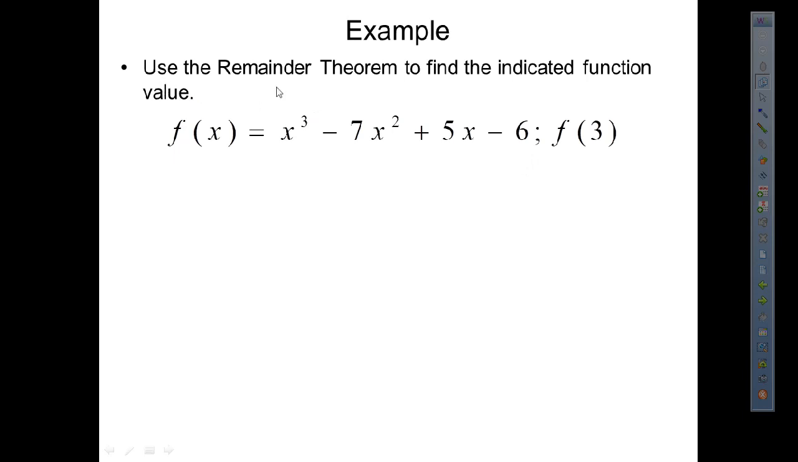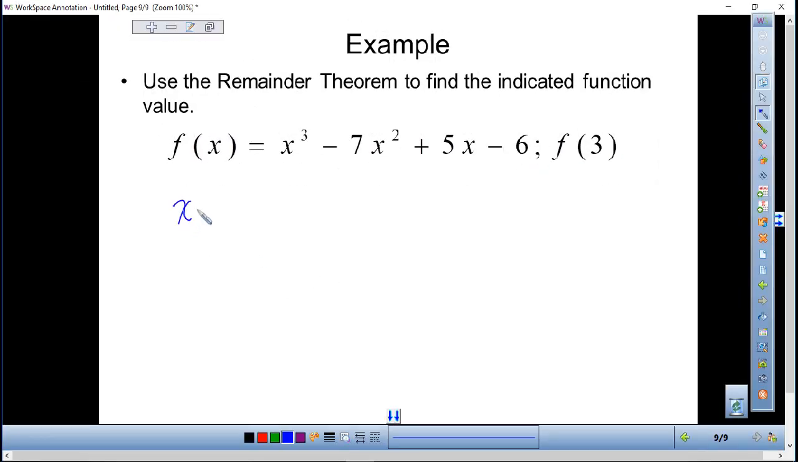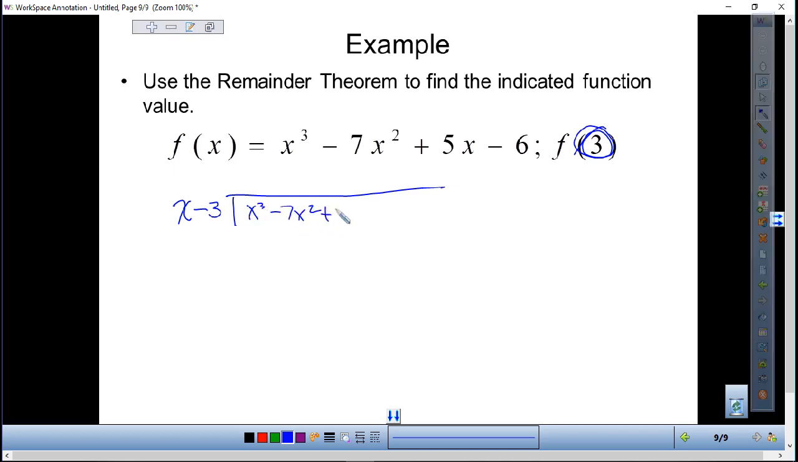All right, so use the remainder theorem to find the indicated function value. Now remember, the remainder theorem says whatever the remainder is when we divide x minus 3, in this case, into this polynomial, is going to be this up here on top. Oh, sorry, the remainder is going to be equal to f of 3. And I'm going to show you this, but I just want you to know that's what we're doing.